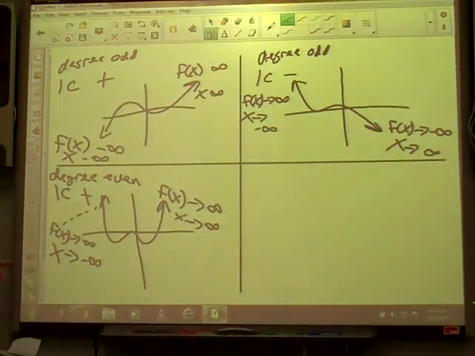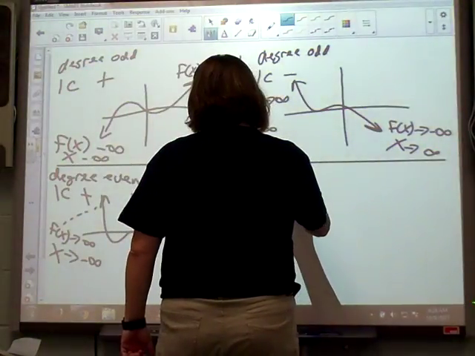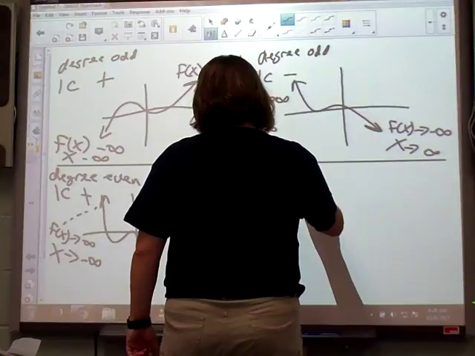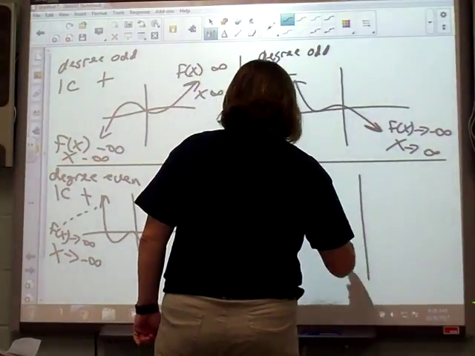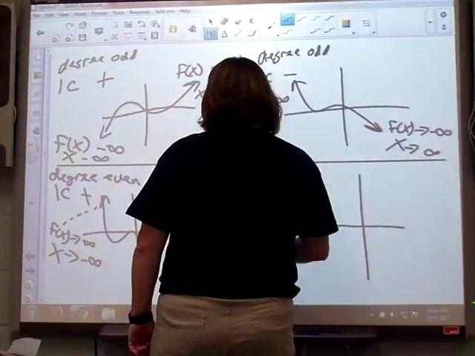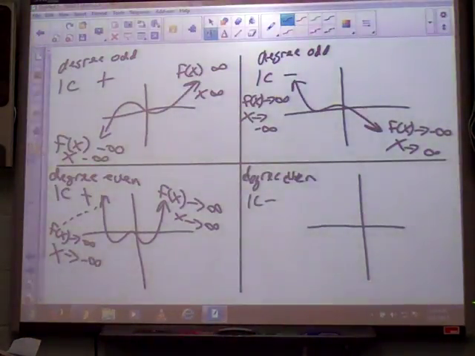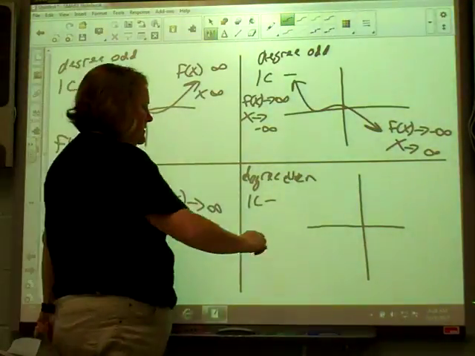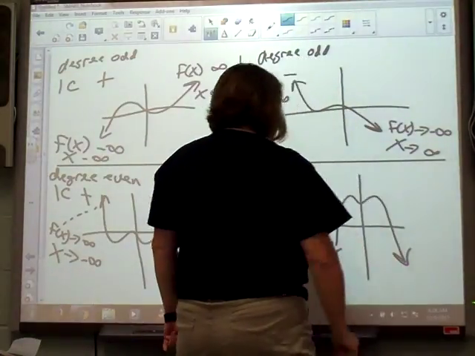Alright, then the last one will have another even degree. But our leading coefficient will be negative. The degree is even, but our leading coefficient will be negative. So when the leading coefficient was positive, it opened up. Leading coefficient is negative, it's going to open down. So they'll be going the same direction, down. Something like that.